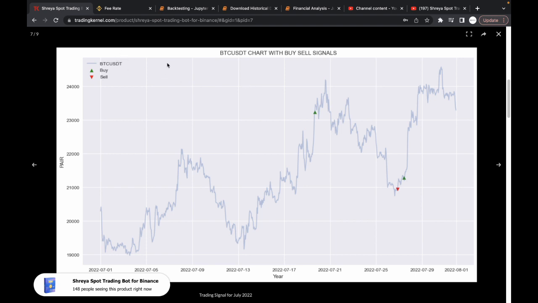So some people are actually concerned that the bot takes few trades, right? And this is actually one of the things you have to put into consideration when building a spot trading bot. All right, the fee rate. Now let me just show you guys something.